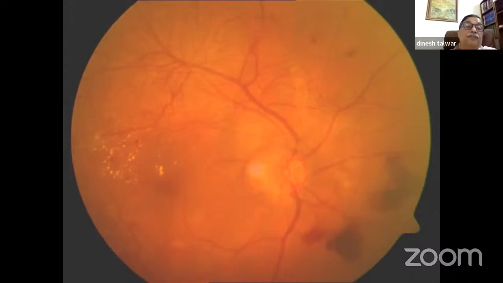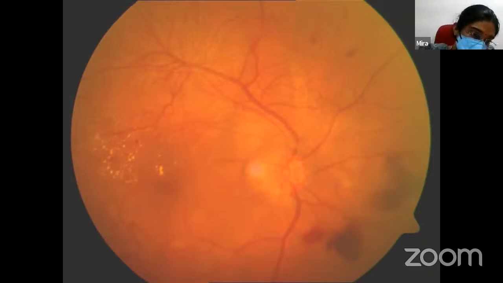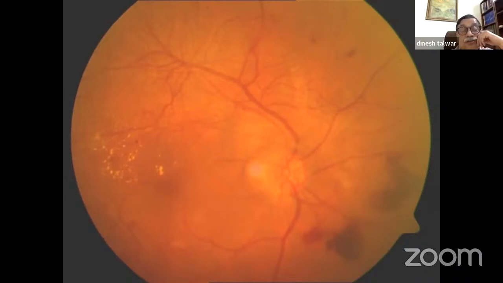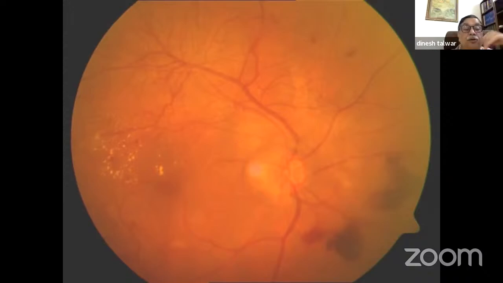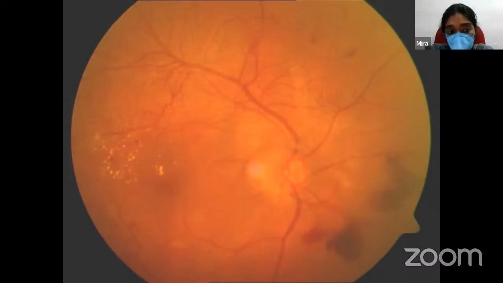Now go ahead. There are multiple hard exudates just superior to the macula. And also we can see pre-retinal hemorrhage, nasal and infranasal to the disc. Have you completed your hard exudate? Hard exudates are seen temporally, at the macula. Aren't you seeing those microaneurysms there? Yeah, microaneurysms are also present. There are multiple microaneurysms.